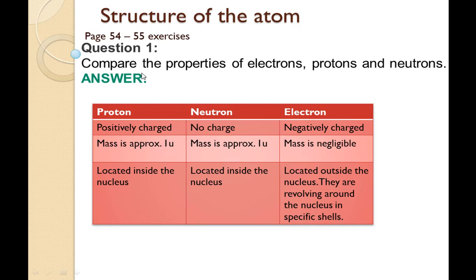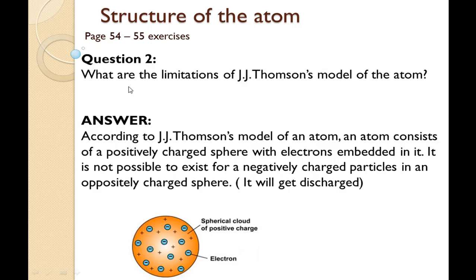Now we will move to question number 2. What are the limitations of J.J. Thomson's model of an atom? This is J.J. Thomson's model. We know that a positively charged sphere is there, and electrons are embedded in that, right? So here, according to J.J. Thomson's model, an atom consists of a positively charged sphere with electrons embedded in it.